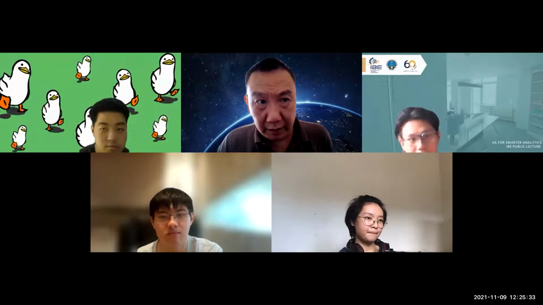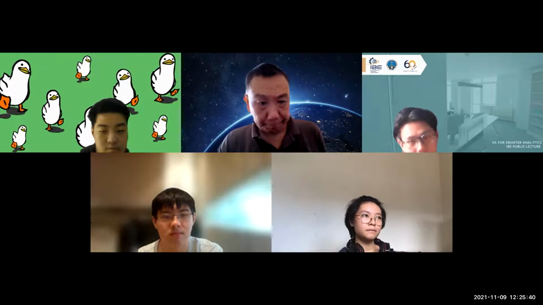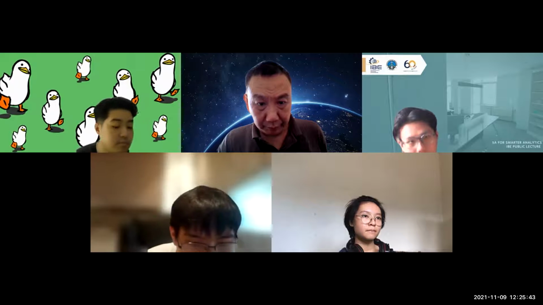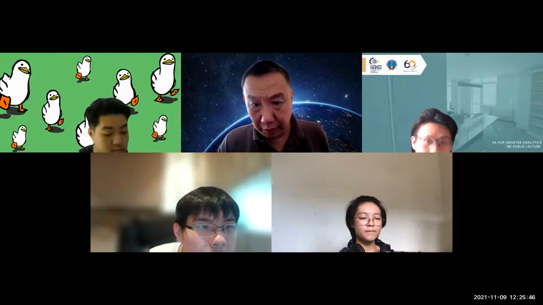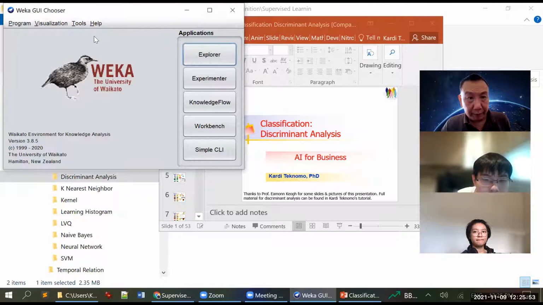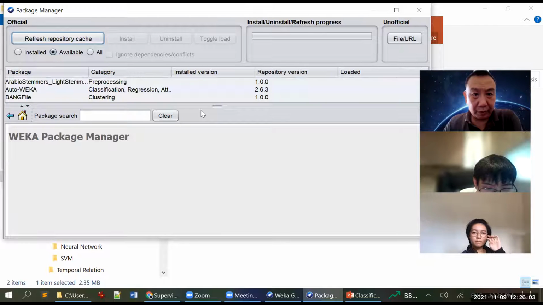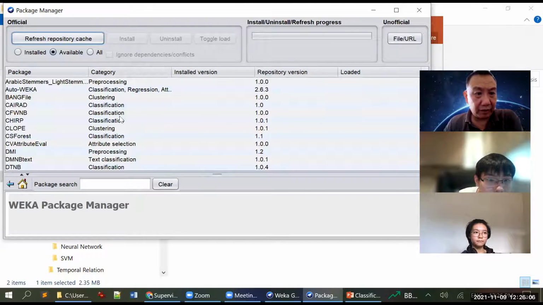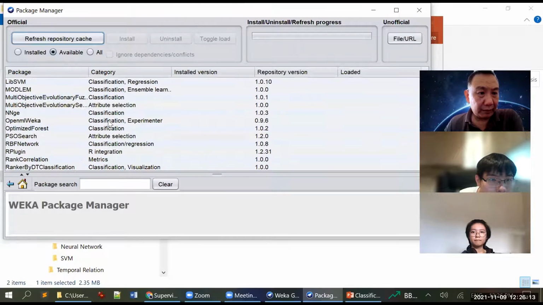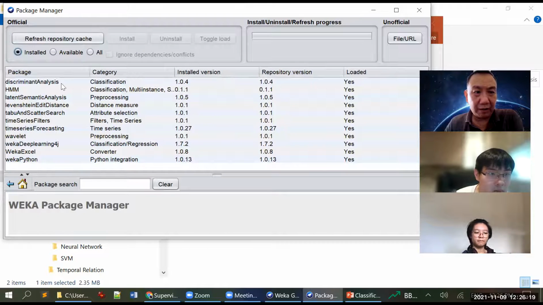If you want to use LDA in WEKA, you go to the package manager. So let me share the screen. You go to tools here, package manager. Now you can select any method that is not in the original WEKA but is a contribution of many other people. These are examples, including, in my installed packages, discriminant analysis.